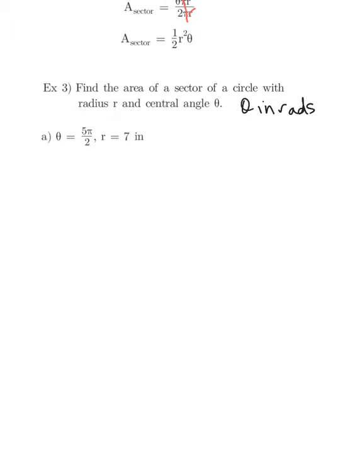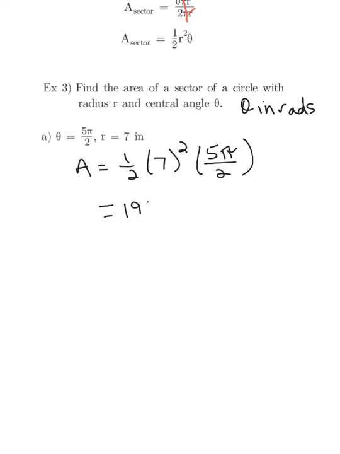So we are just going to put the area formula into practice. Area of our sector is 1/2 times the radius squared times the angle measure in radians, 5 pi over 2. Put all this into your calculator and you should get 192.4. Our label will be in the same units as our radius, which is inches, but anytime you are doing area, that must be squared.